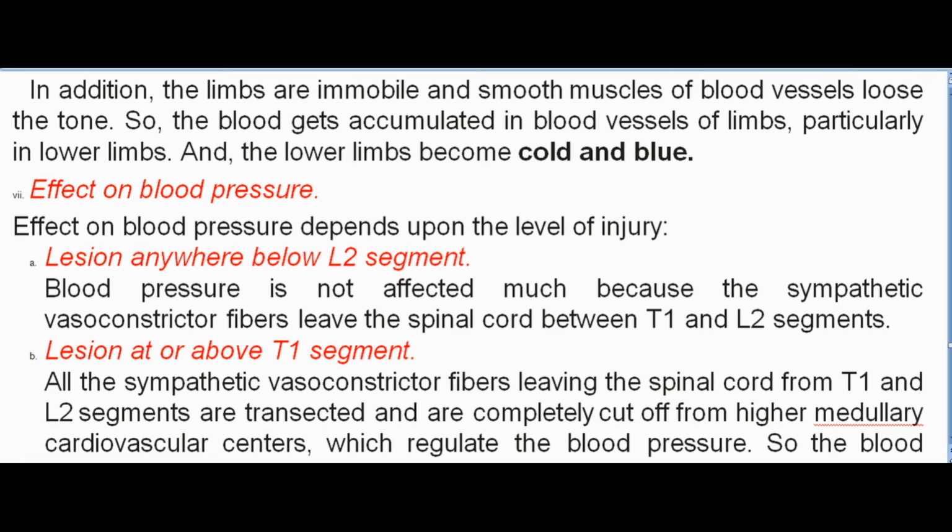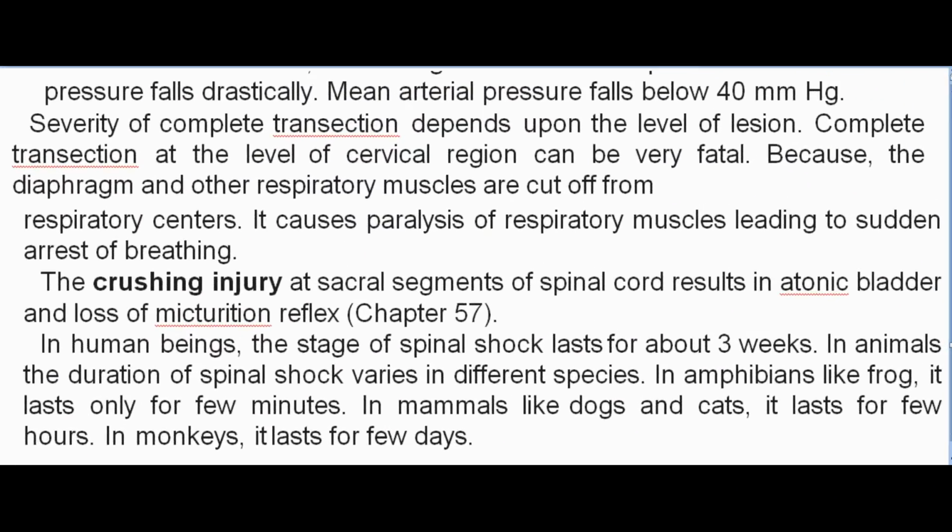Effect on blood pressure. Effect on blood pressure depends upon the level of injury. Lesion anywhere below L2 segment: blood pressure is not affected much because the sympathetic vasoconstrictor fibers leave the spinal cord between T1 and L2 segments. Lesion at or above T1 segment: all the sympathetic vasoconstrictor fibers leaving the spinal cord from T1 and L2 segments are transected and are completely cut off from higher medullary cardiovascular centers, which regulate the blood pressure. So the blood pressure falls drastically. Mean arterial pressure falls below 40 mm Hg.